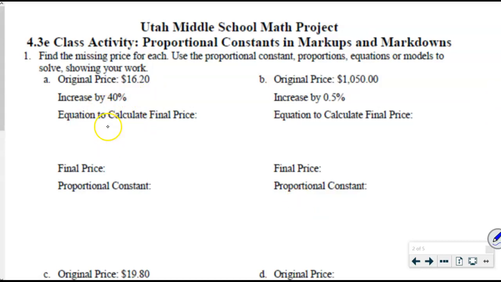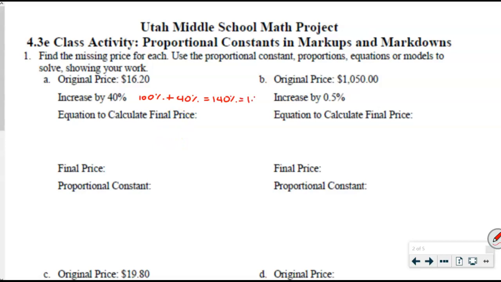This is very, very similar to what we did in our last lesson. So if it's increasing by 40%, we understand that that is 100% plus 40%. That's what it means when we increase 40%. That is 140%. Now, of course, we don't calculate with that percent.